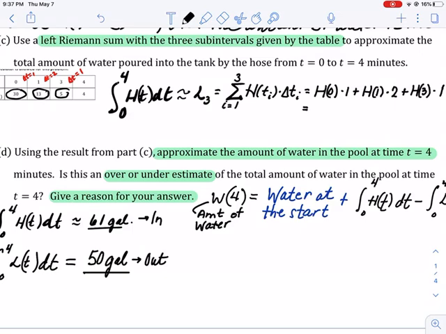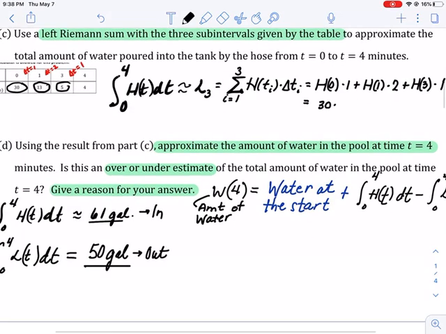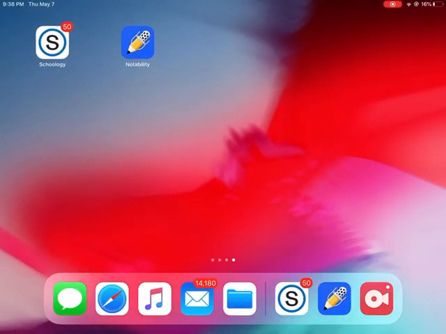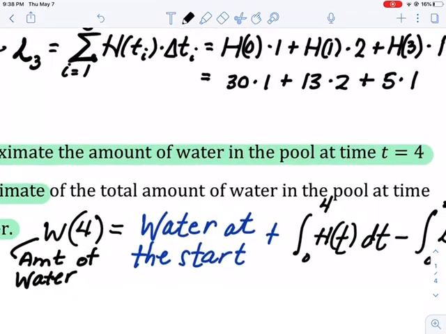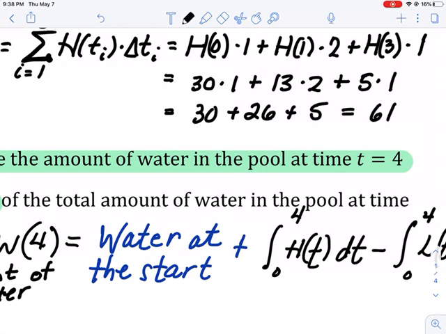And then I'm just going to plug the values in here. So for h of 0, it's 30. 30 times 1. Plus h of 1 is 13, 13 times 2. Plus h of 3 is 5, so it's going to be 5 times 1. Then I add them together. So I get 30 plus 26 plus 5, which is equal to 61.